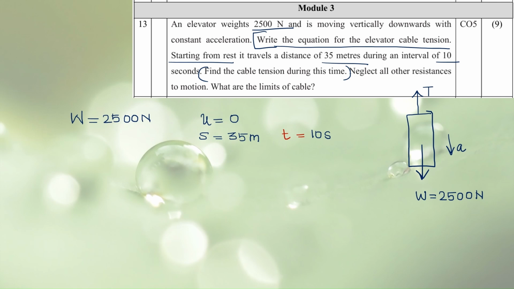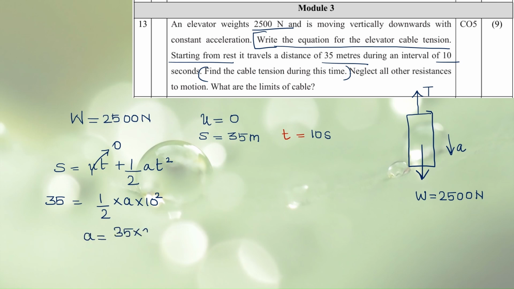So we can use the equation S equal to ut plus half a t square. S is 35 meters. Initial velocity is 0, so this term will be 0. Half into acceleration, which I don't know, into t square, with t equal to 10. If you solve this, you will get acceleration as 35 into 2 divided by 10 square, so 70 divided by 100, that is 0.7 meter per second square. So the acceleration of the elevator, in the downward direction, is 0.7 meter per second square.